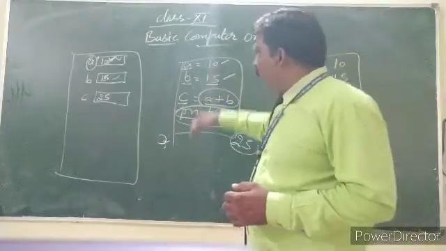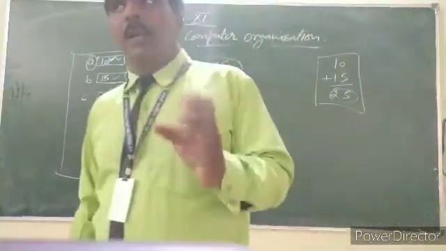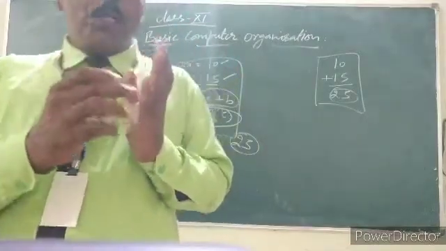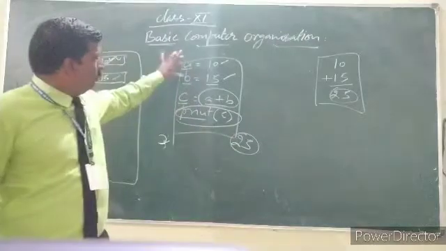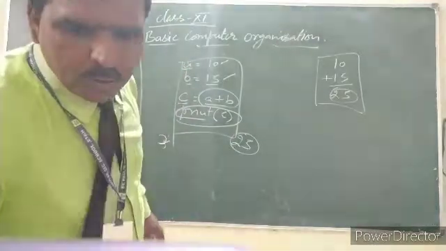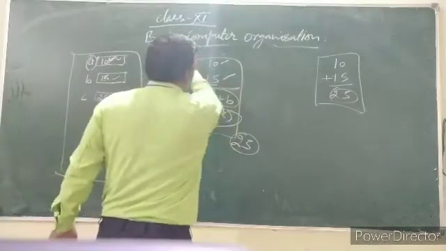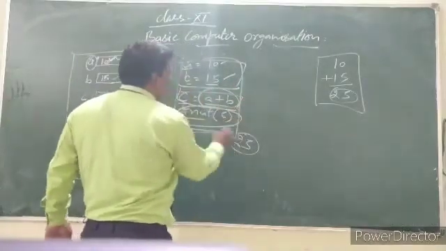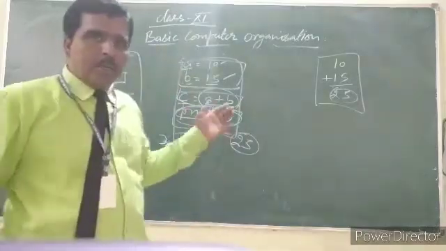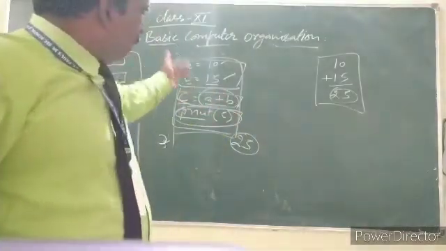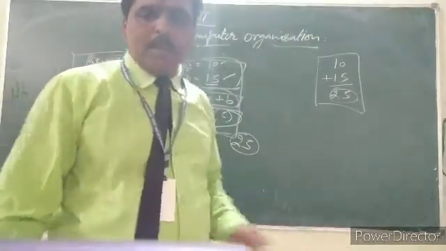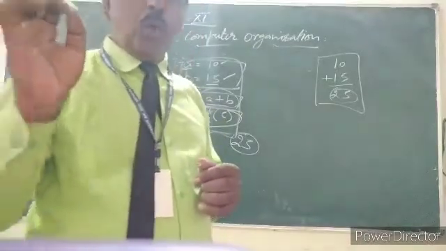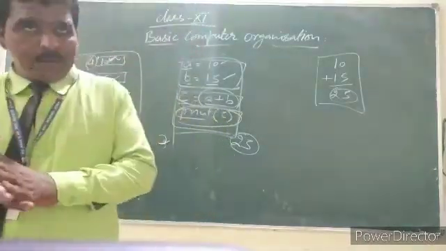So here only we are giving you the example of input, process and output. See, this is input and this is process and this will be output. The three examples of input, process and output, I think you are able to understand what it is.